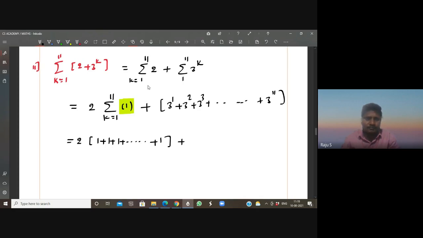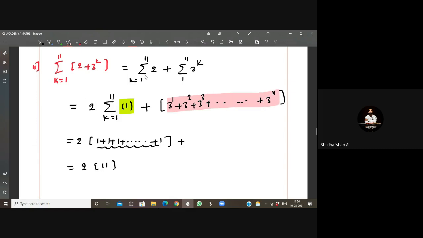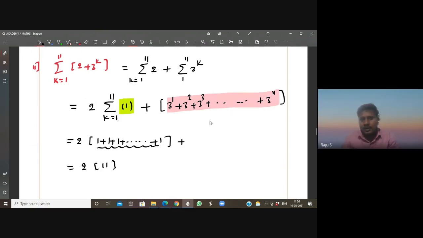Absolutely right. So here the constant is repeated 11 times. 2 is repeated 11 times, 2 into 11 is 22. You may take 2 outside. Here also 1 is repeated how many times? Yes, 11 times. 2 into 11, again 22. But what about the second part? It is a GP, sir. Okay, it is in GP. Then what is the first term?